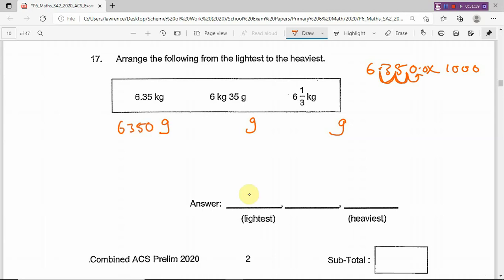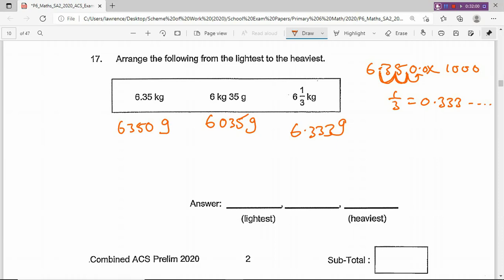6350 grams. And your next one will be 6035 grams. And 6 1/3 kilogram, your 1/3 is actually 0.333333. So your 6 1/3 is 6.333 grams. So that's how you estimate.